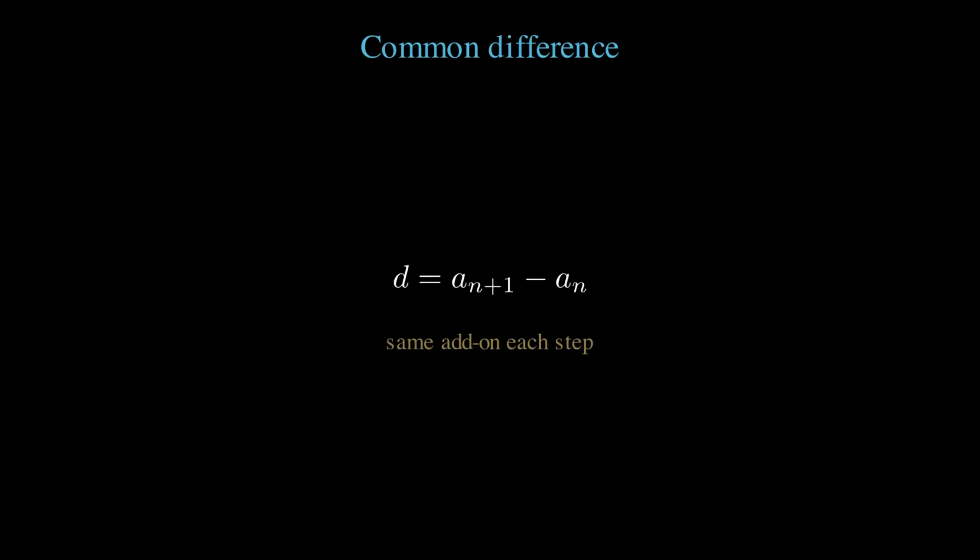The common difference D is what you add to go from one term to the next. It is constant for the whole sequence. The nth term formula is a sub n equals a sub 1 plus the quantity n minus 1 times d. The n minus 1 counts steps, not terms. You will see 3 levels: compute a specific term, solve for the index n, and recover the sequence from 2 distant terms.